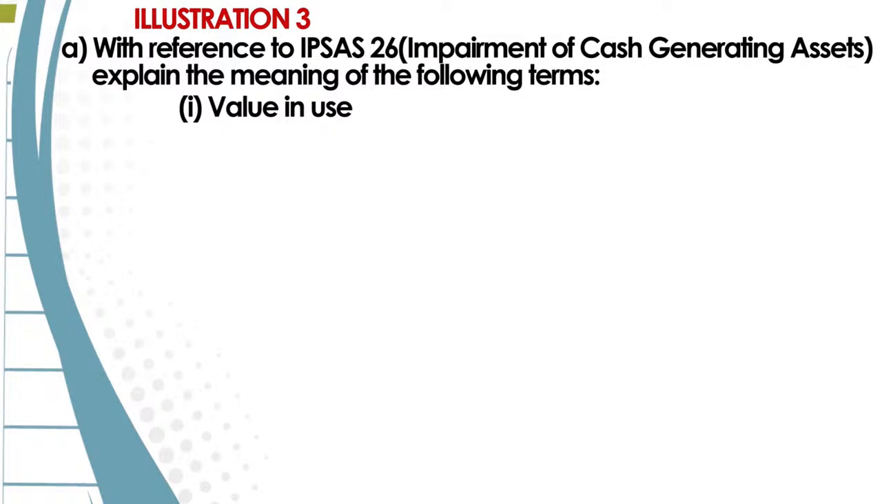The value in use, in very simple terms, is the present value of the expected cash flows to be generated from the continued use of the asset and also from its disposal. What about the recoverable amount? The recoverable amount is the higher of the cash generating asset's value in use, or number two, fair value less cost to sell. That is how we define those particular terms. And then part B, that is what we compute here.